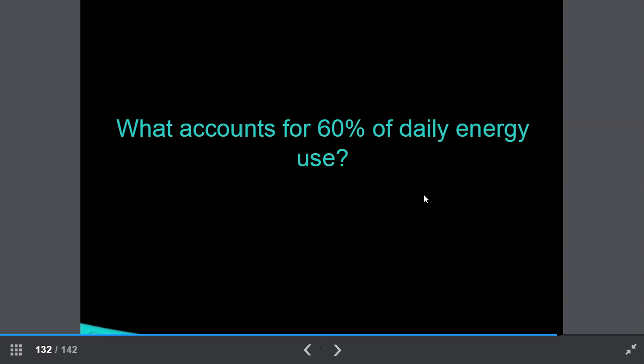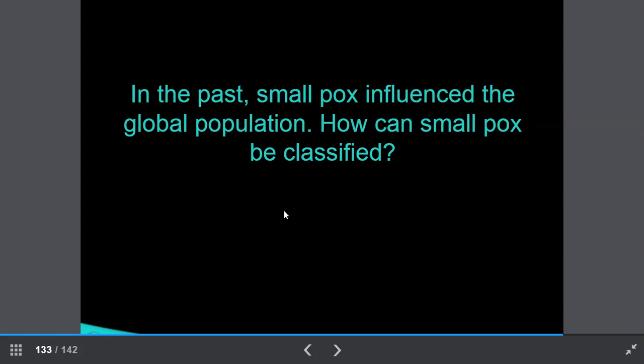What accounts for 60% of daily energy use? That is our BMR. Our basal metabolic rate takes care of our basic body functions, so our body can repair itself and stay alive. In the past, smallpox influenced the global population. How can smallpox be classified? This would be a pandemic. Your key word here is global.